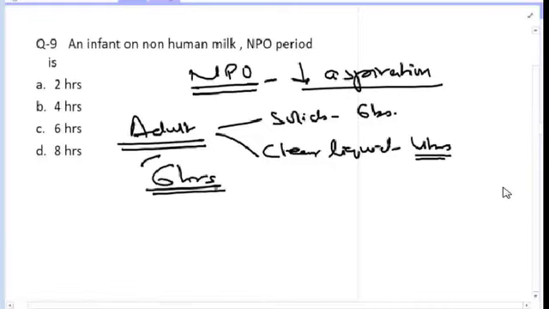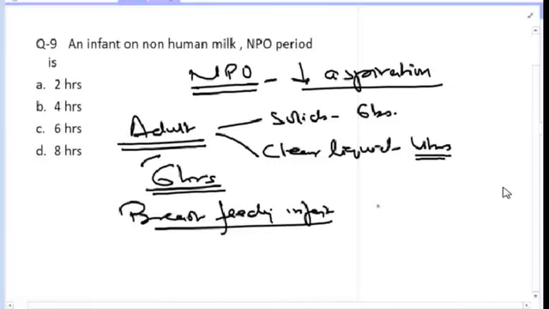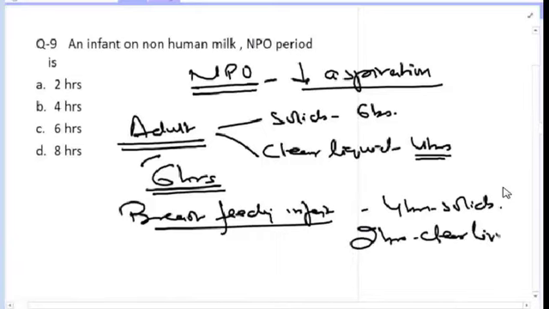If nothing is given, solid or liquid, if they just ask you what should be the minimum nil per oral period in adults, that should be 6 hours. Now, in a breastfeeding infant, it is 4 hours for solids and 2 hours for clear liquid.